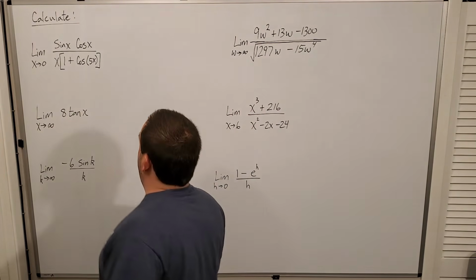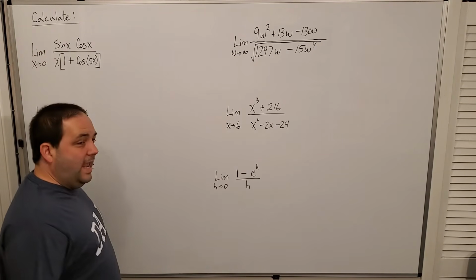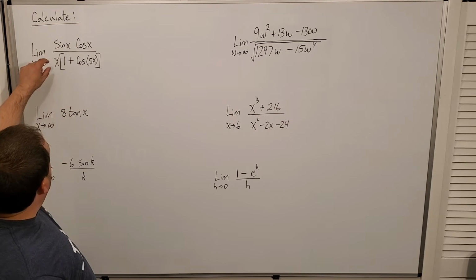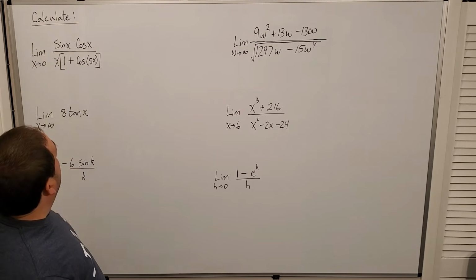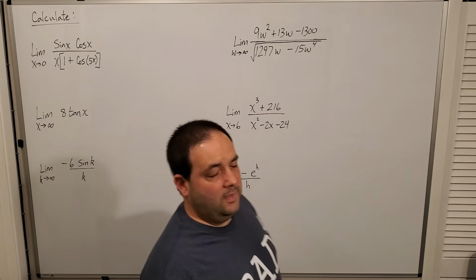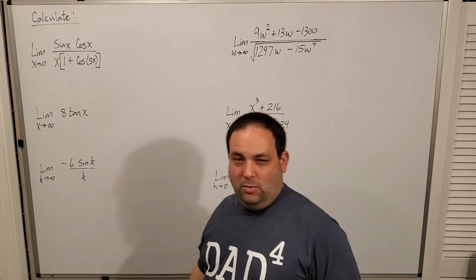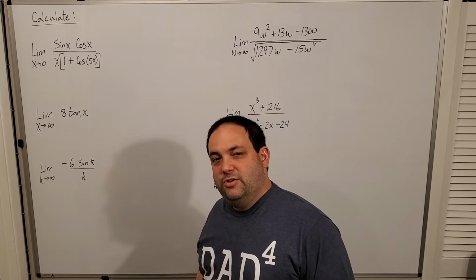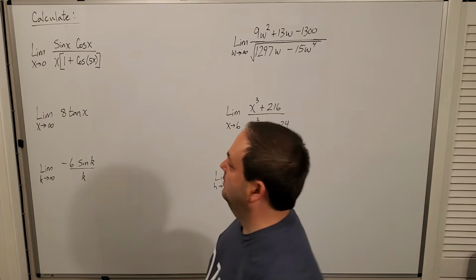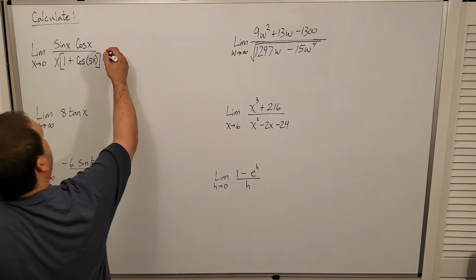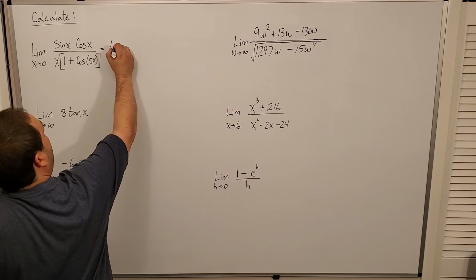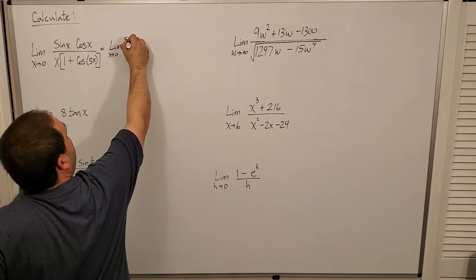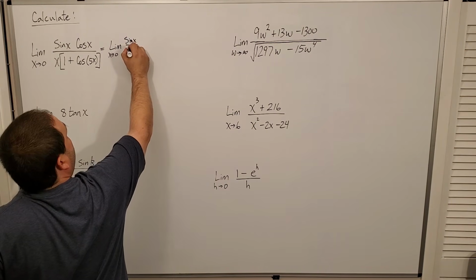Okay, so let's start at the top here. The limit as x goes to 0 of sine x cosine x over x times 1 plus cosine of 5x. Now, just because something has a bunch of pieces, don't let it throw you off. I already see one limit in there that's a special one that I can get rid of really quickly, right? I can split this into the limit as x goes to 0 of sine x over x.